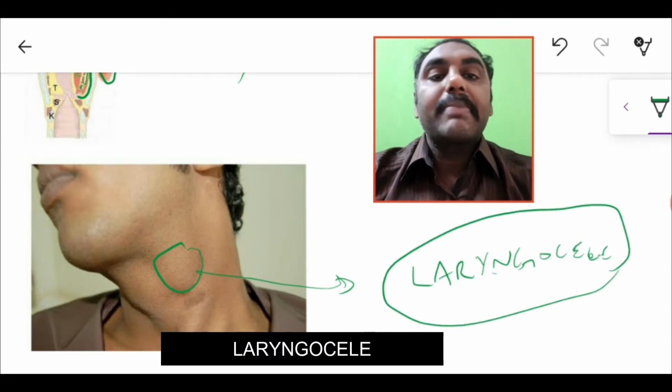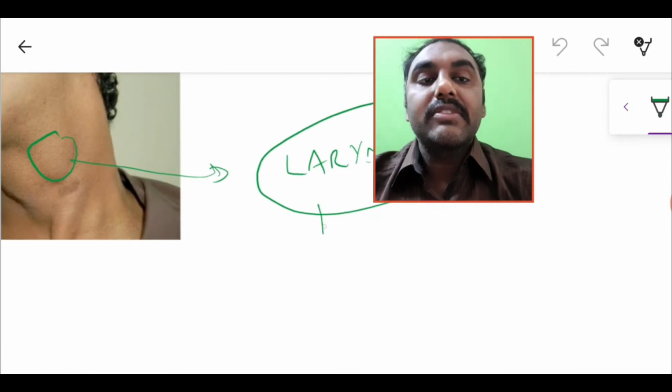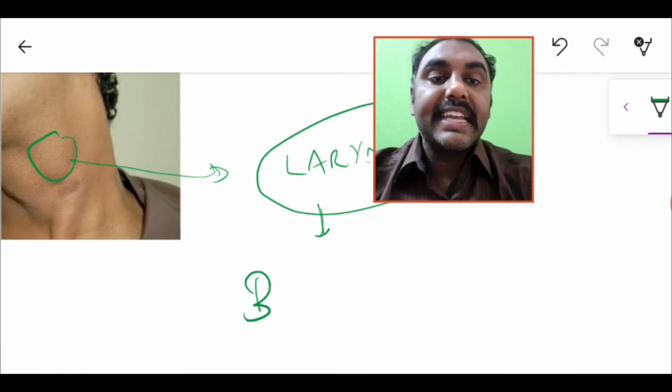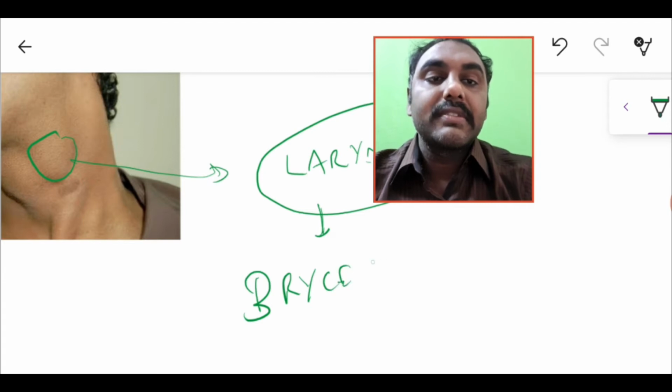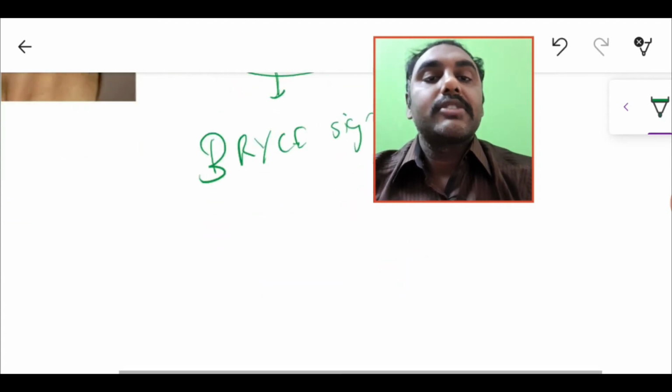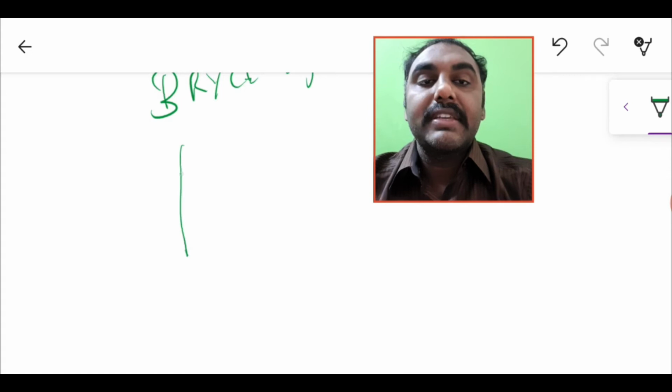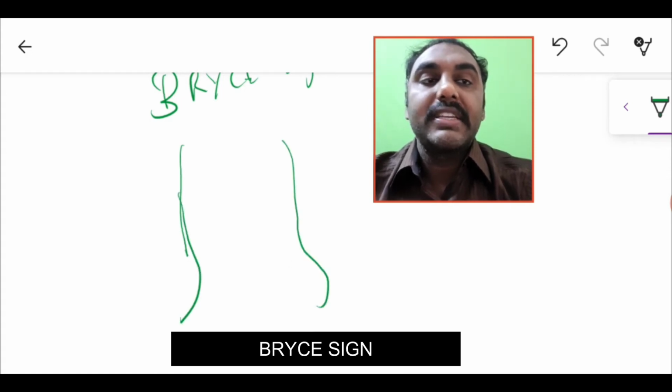So what happens in a laryngocele? What is the sign seen in laryngocele? In laryngocele we have a sign which is called Bryce sign. Bryce sign. So what happens in a Bryce sign is, as the picture shown above previously.